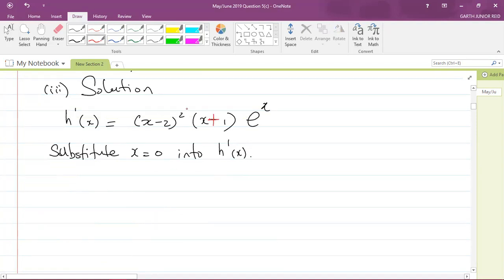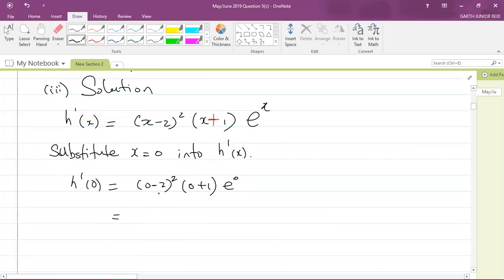So if you calculate the derivative of h, you will recognize that that is where the error lies. So it's still the same concept. Substitute x as 0 into the derivative above. So you will get h prime of 0 is equal to (0 minus 2) all squared multiplied by (0 plus 1) times e to the power of 0.